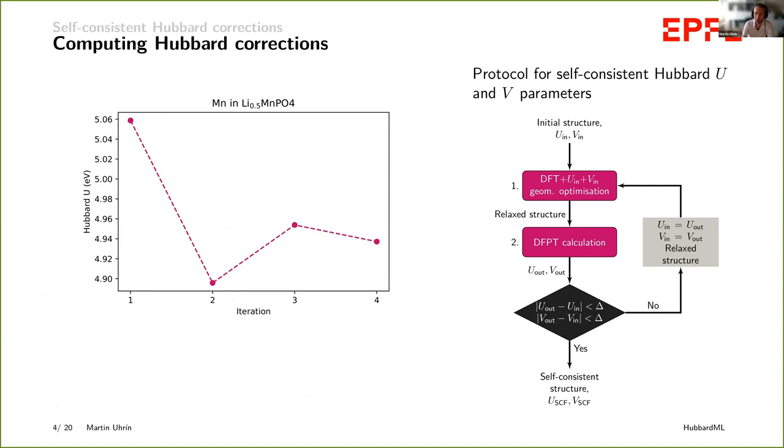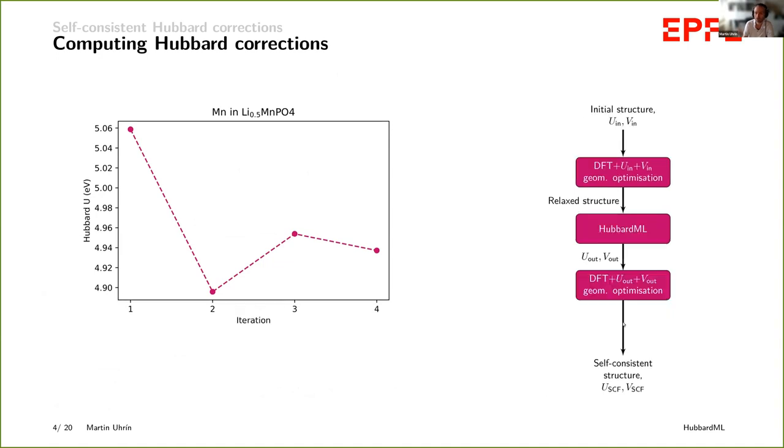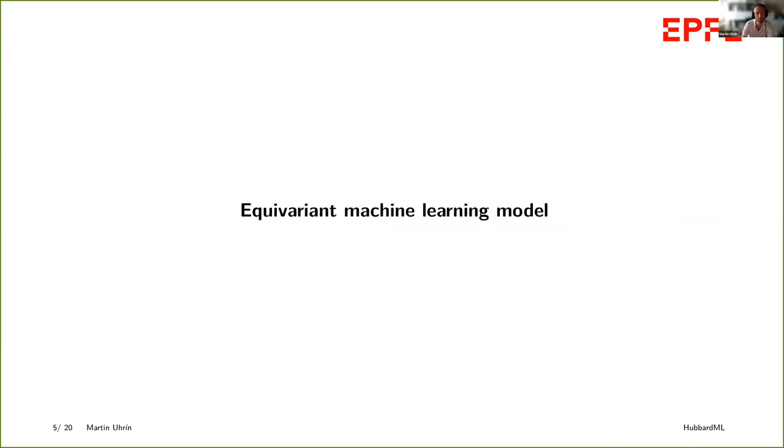Now, what we wanted to ask ourselves is, well, can we just skip a lot of this? Can we, in fact, just go straight from, let's say we have an initial guess for U and V, or it can be 0 if we really don't know anything, ask a machine learning model to predict the final self-consistent U and V parameters, and then just do one final geometry optimization with those. That's the absolute goal, and hopefully I'll be able to convince you that we managed to make that reality.